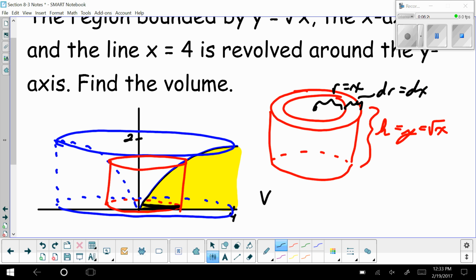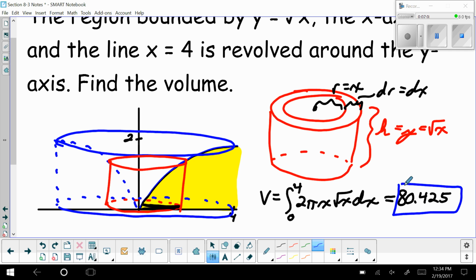So my volume is going to be the integral of 2 pi, my radius, times the height, dr. Then I have to stop and think in terms of what my radius could go between. The smallest my radius could be is 0, and the largest my radius could be is 4. And when I go ahead and evaluate this integral, I get 80.425. And there is our volume.